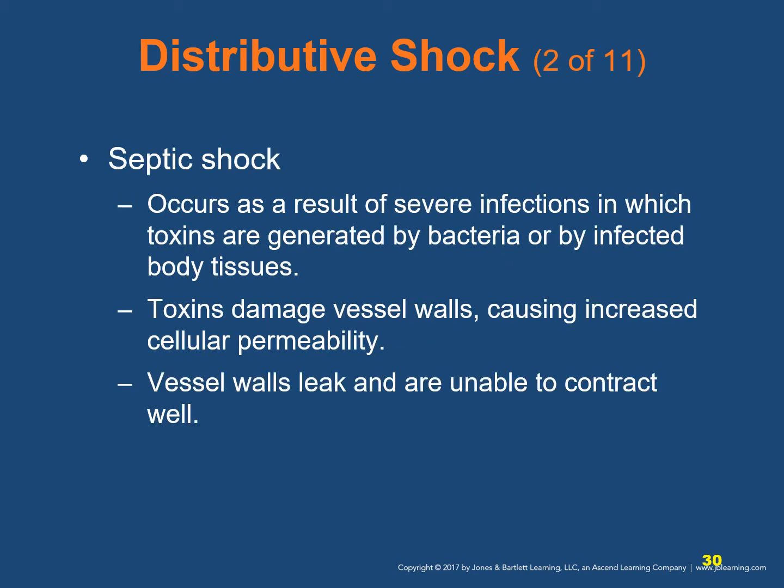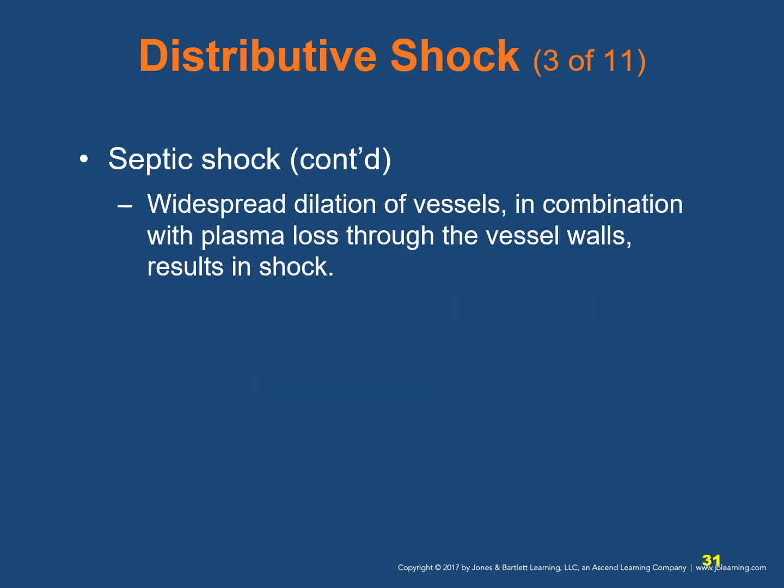Septic shock occurs as a result of severe infections, usually bacterial, in which toxins are generated by the bacteria or by infected body tissues. The toxins damage the vessel walls, causing increased cellular permeability. The vessel walls leak and are unable to contract well. Widespread dilation of vessels in combination with plasma loss through the injured vessel walls results in shock.